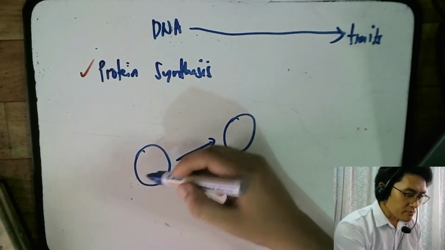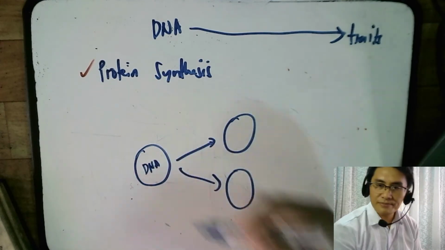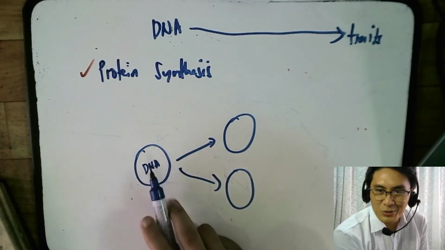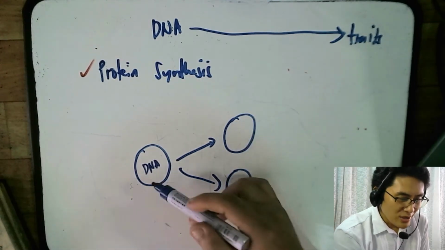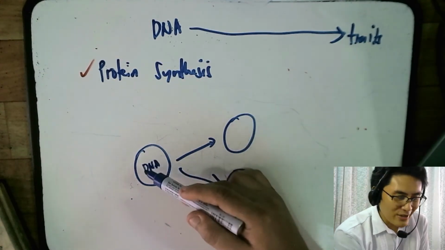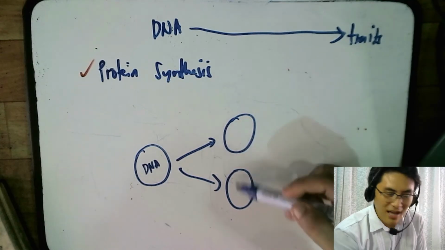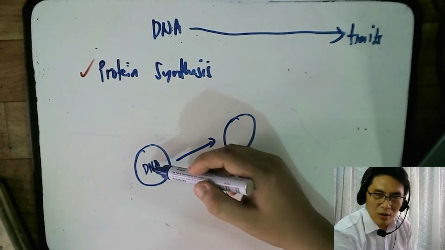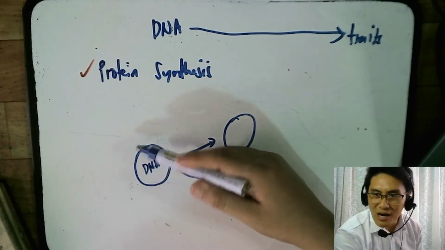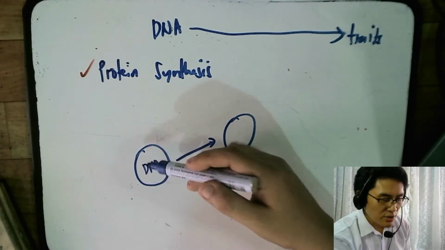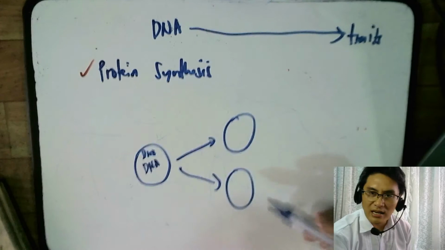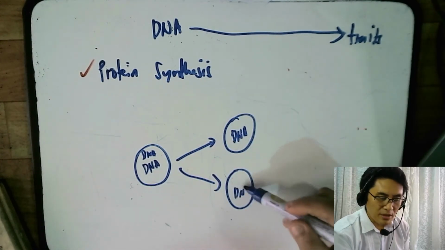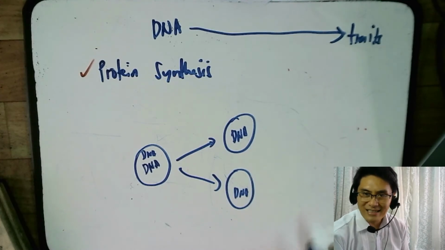The idea is, if you have DNA in the first cell, you cannot just divide the DNA into two equal parts. If this is one whole DNA, you can't just get half of the DNA here and half of the DNA there, right? So you have to make two copies of the DNA first, so that when you divide, one copy goes to this cell and the other copy goes to that cell.